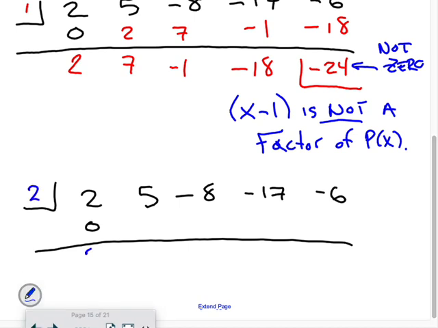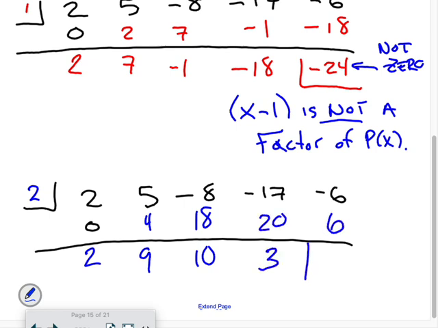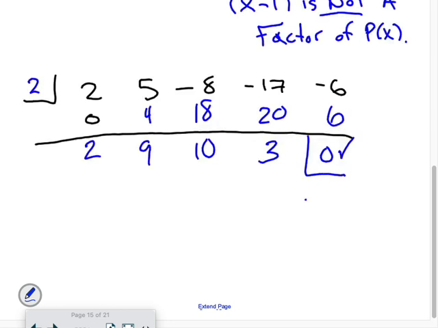So 2 plus 0 is 2, multiply 4, add 9, multiply 18, add 10, multiply 20, add positive 3, multiply 6, 0. Okay, now that this is a 0, that means x minus 2 is a factor of p of x.